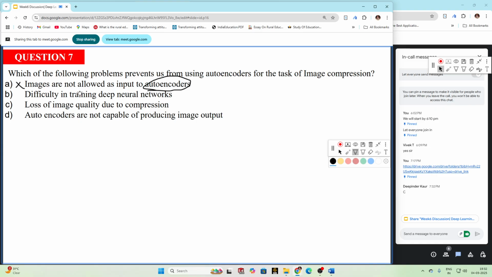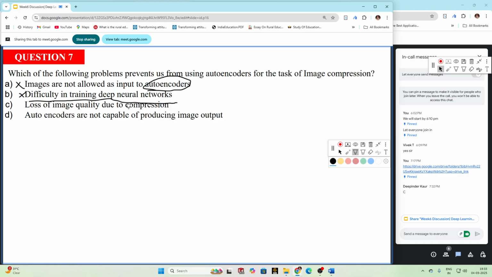Second, difficulty in training a deep neural network. Which of the following problems prevents us from using an autoencoder for image compression? There is no difficulty in training a deep neural network, because we are applying great optimizers like Adam, and also we are doing back propagation, so we have no difficulty in training the deep learning network. So this is also incorrect.